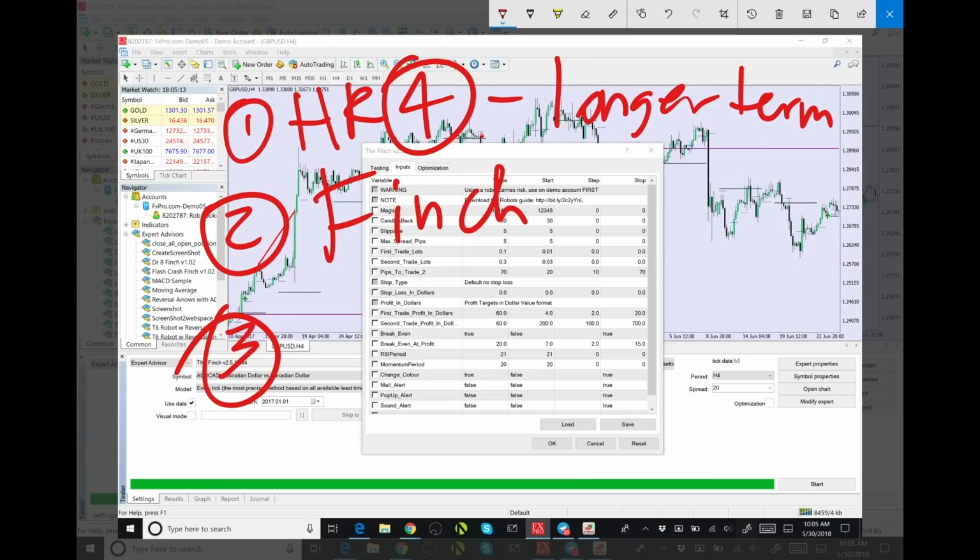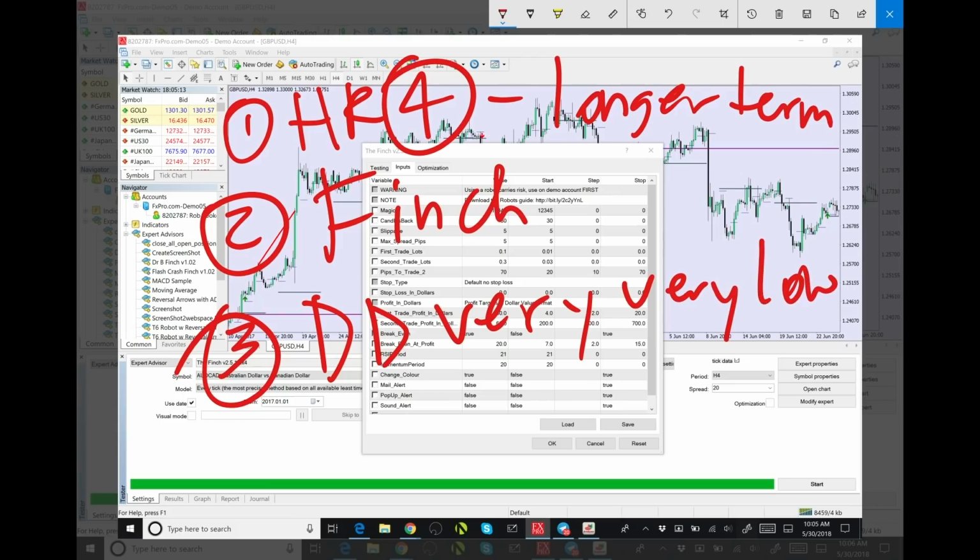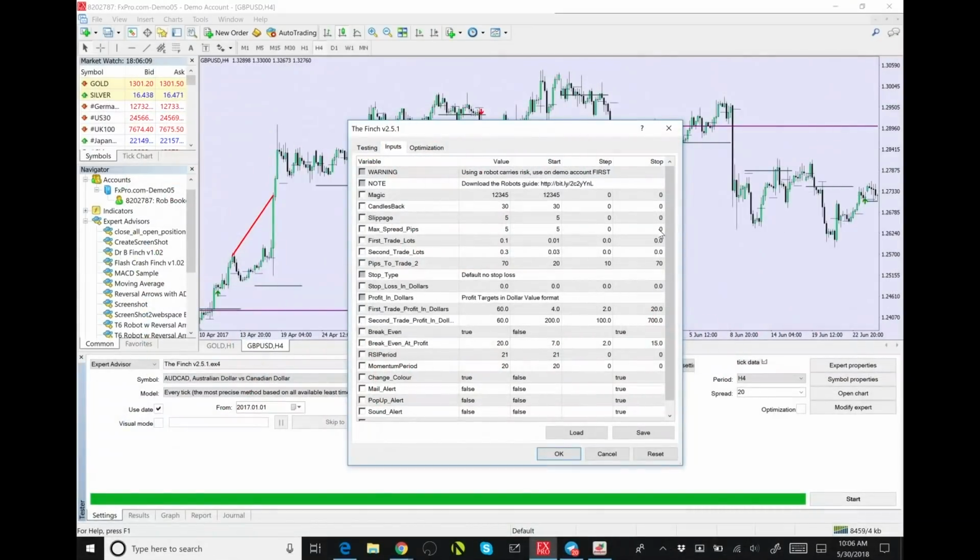And then I want to know if we can keep the drawdown very low. Can we do that? That's what we're going to check today.